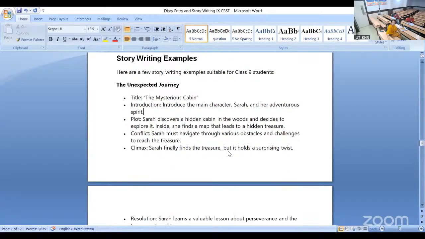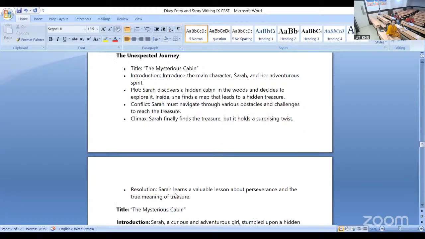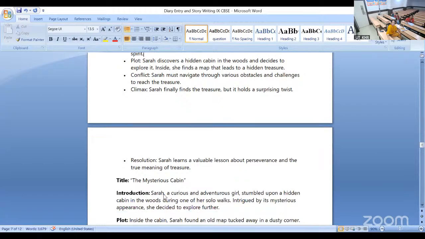Sarah finally finds the treasure, but it holds a surprising twist. Sarah learns a valuable lesson about perseverance and the true meaning of treasure. So, title: The Mysterious Treasure.